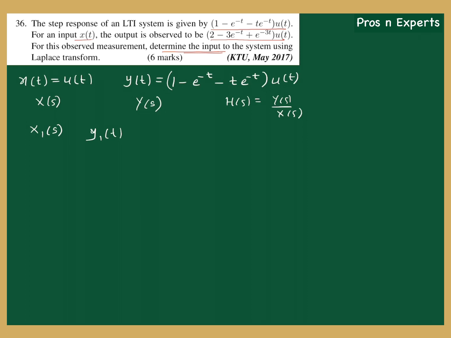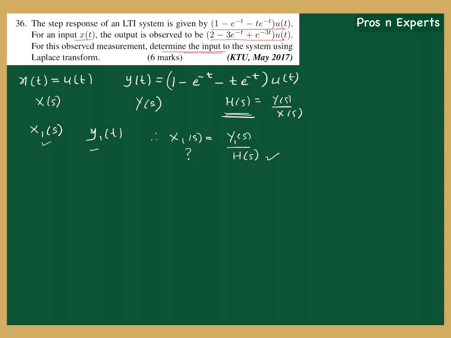So we know H(s) is constant for any input, right? So for this input-output combination also, the H(s) we have calculated is valid. Therefore X1(s) will be equal to Y1(s) by H(s). This is how you calculate the new input. H(s) is known, and Y1(s) is given in the second sentence. So it is very simple to find X1(s), and once you get X1(s), the inverse Laplace transform will give you x(t). So this is the strategy to do this problem.